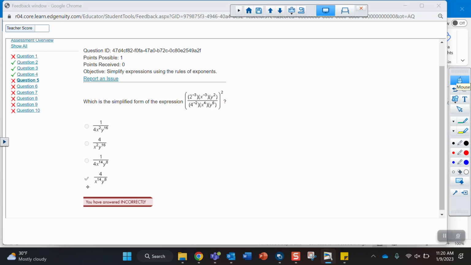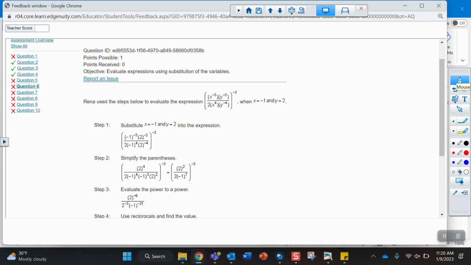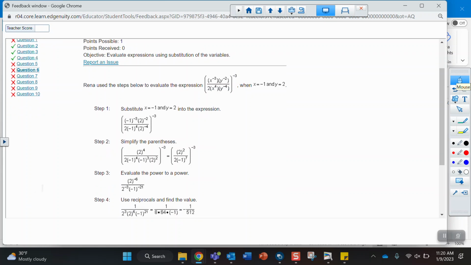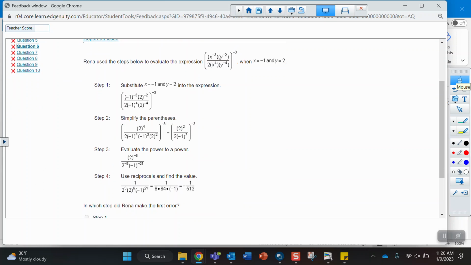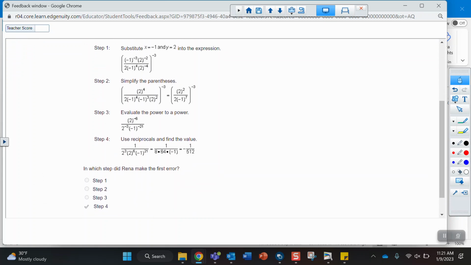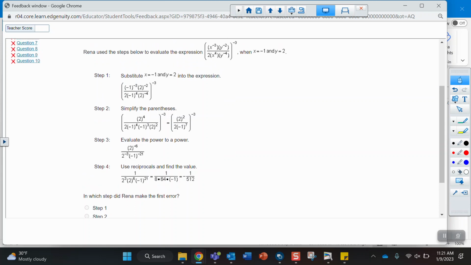Now it looks like on these you maybe just didn't answer, so you might have missed a few or thought this is too hard, I don't want to do this yet. Rainey used the steps below to evaluate the expression when x equals -1 and y equals 2. Where did she make her first error? And it wasn't until step 4. So let's see, what did she do? Substitute it in, so that's x, that's y, there's x, there's y.